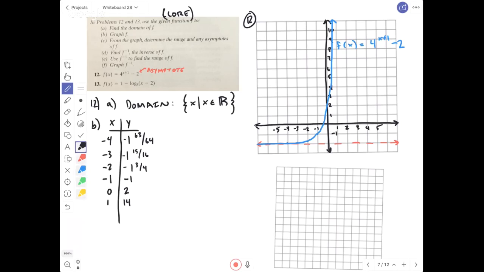Determine the range and any asymptotes. See, the range is the set of values y such that y is greater than negative 2. The asymptote is clearly at y equals negative 2. D. Find f inverse, the inverse of f.